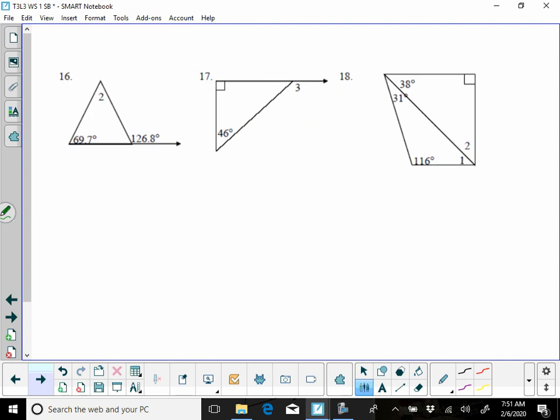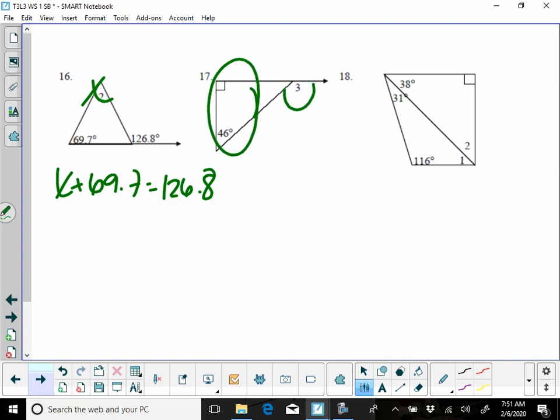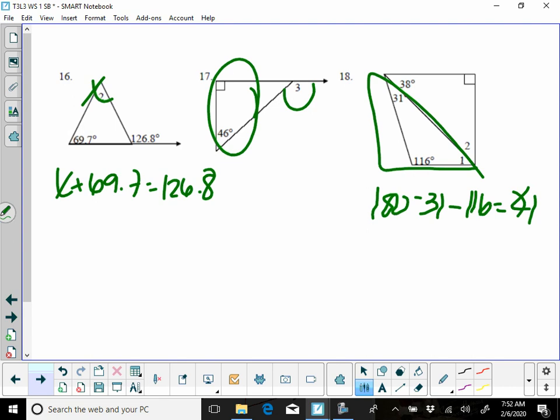All right, and then the same deal back here on 16, 17, and 18. For 16, it's going to be x plus 69.7 would equal 126.8. 90 plus 46 is going to equal angle 3. Over here, looking at this triangle first, you're going to do 180 minus 31 minus 116, and that's going to give you angle 1. And then you can do 90 from 180 to get angle 2.